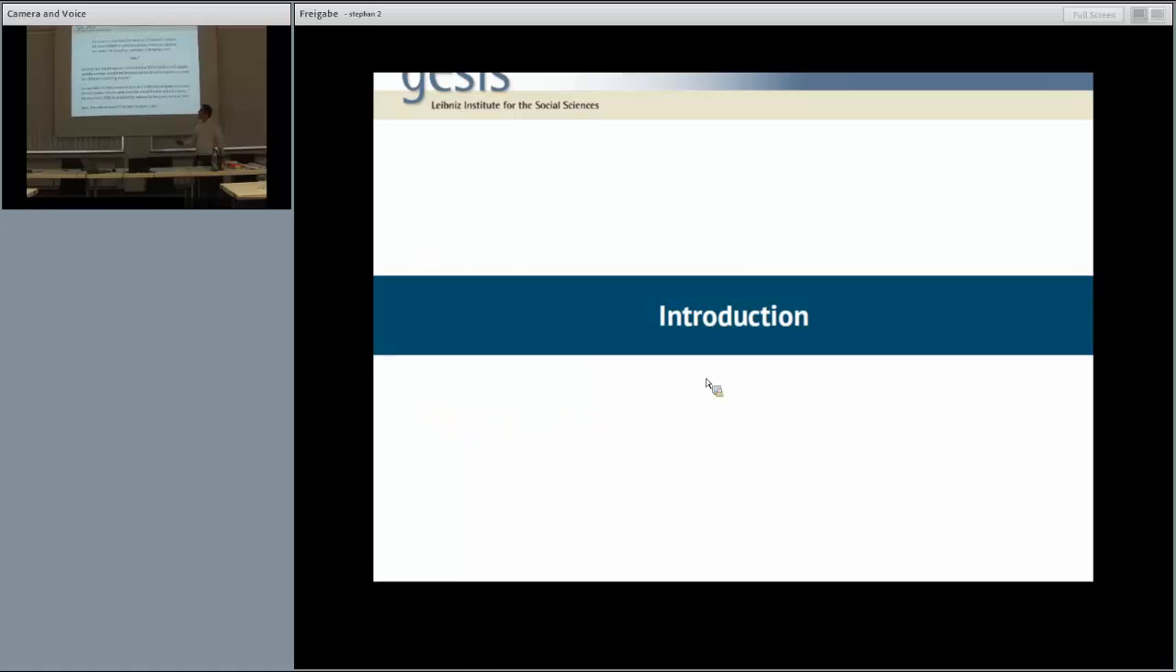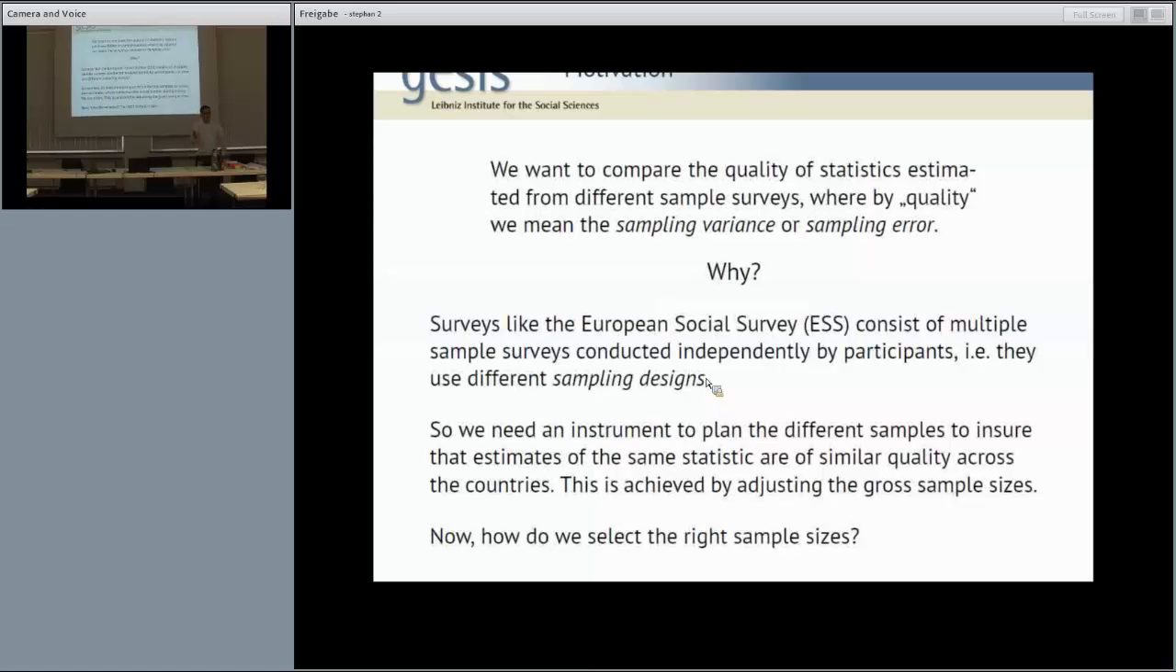Okay, so this is already what Oliver told you. We have different countries participating in the ESS. Each of the countries is free to use their own sample design and implement it independently, because they all have different endowments in different nations, so this is necessary. On the other hand, we want to have comparable estimates across the countries. So how do we do that?